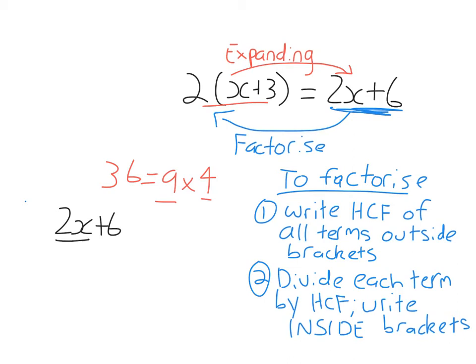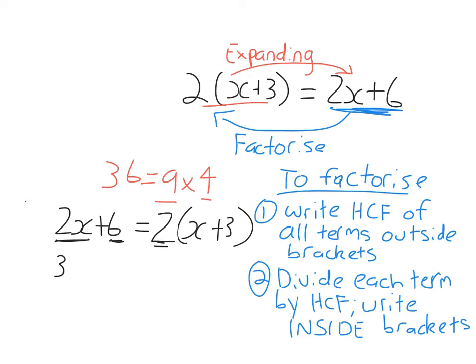So this is one term, this is another term. Remember, terms are separated by plus or minus signs, like we did in a previous lesson. So the highest common factor of 2x and 6, the highest thing that goes into both, is 2. So I'll write that outside the brackets. So 2x divided by 2 is x, 6 divided by 2 is positive 3. Okay, and then we're done.